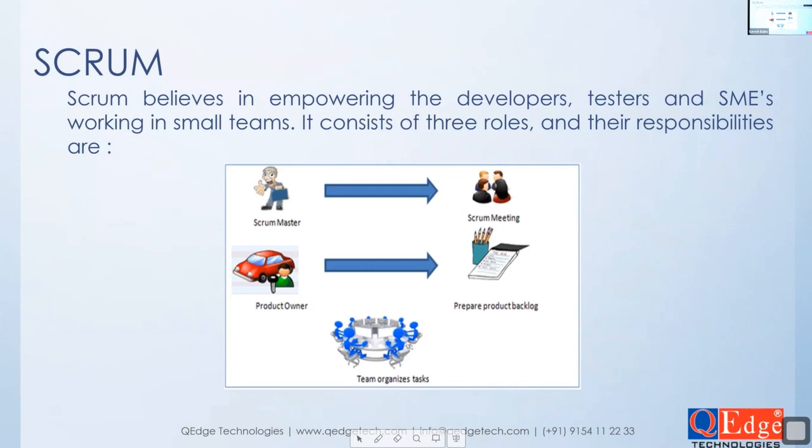Next one, Scrum meeting. Daily meetings among the Scrum team members are called Scrum meetings. A Scrum team means developers and testers together.